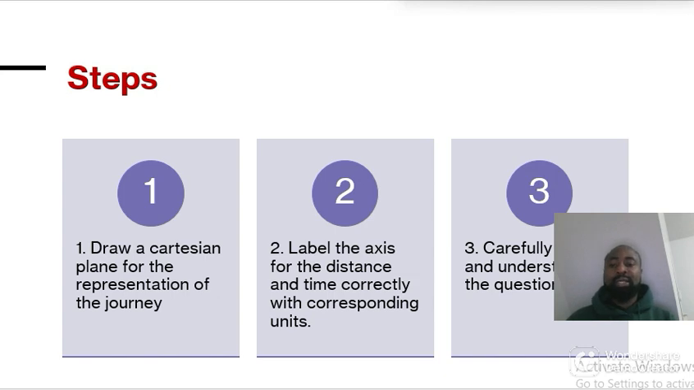Now, let's talk about the steps that we have to take when we are given a problem to solve concerning distance time graphs. So the very first thing we do is draw a Cartesian plane for the representation of the journey. Then the second would be to label the axes for the distance and time correctly with corresponding units. Then we carefully read and understand the question so that we can represent it on this.